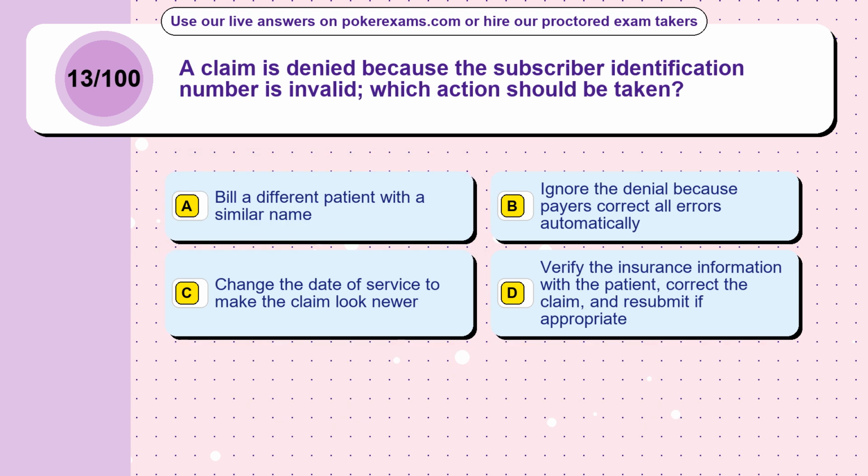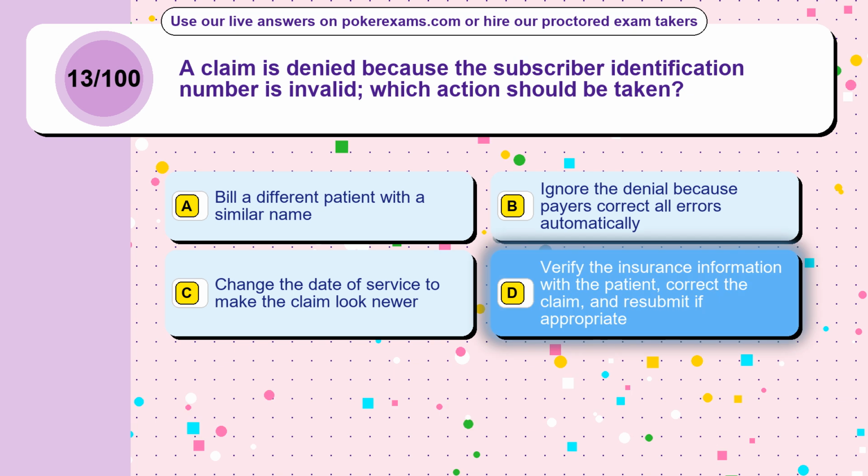Question 13. A claim is denied because the subscriber identification number is invalid. Which action should be taken? Option A. Bill a different patient with a similar name. Option B. Ignore the denial because payers correct all errors automatically. Option C. Change the date of service to make the claim look newer. Option D. Verify the insurance information with the patient, correct the claim, and resubmit if appropriate. The correct answer is option D.